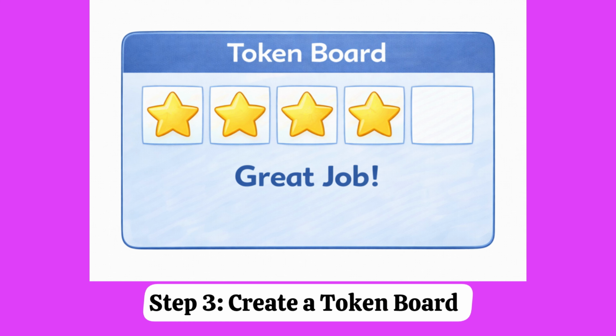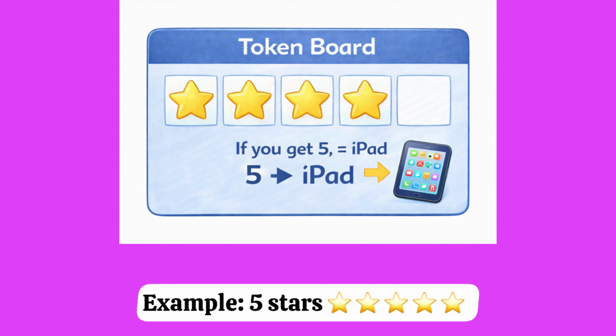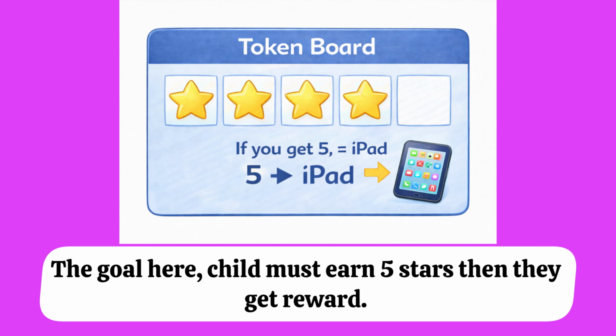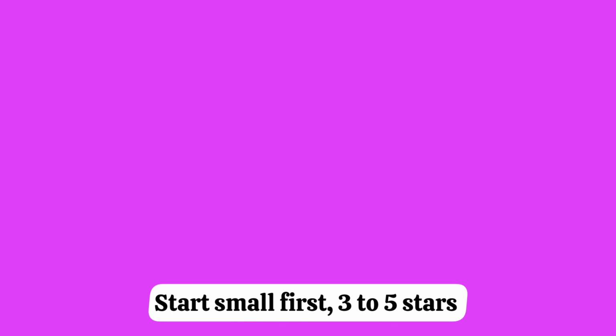Step 3. Create a token board. Example: 5 stars. The goal here: child must earn 5 stars, then they get reward. Start small first, 3 to 5 stars.